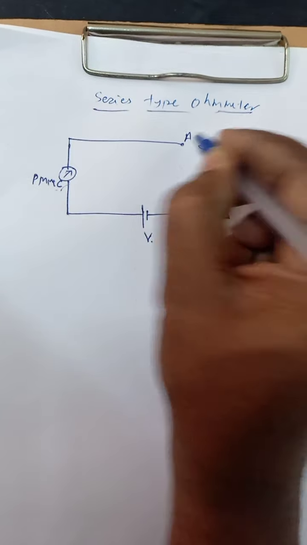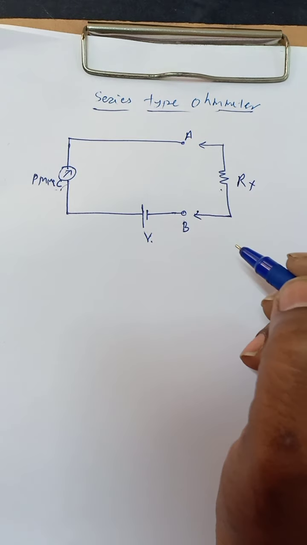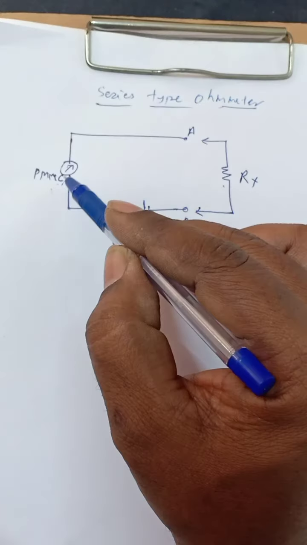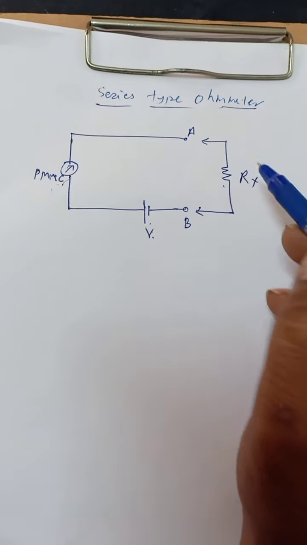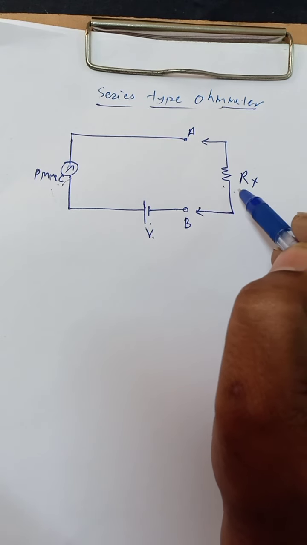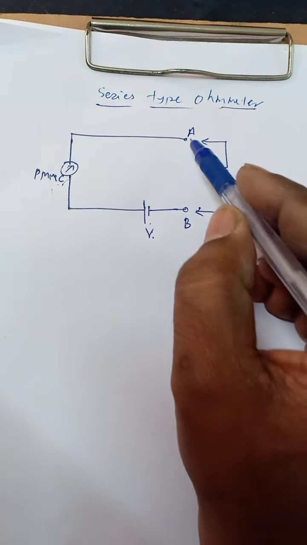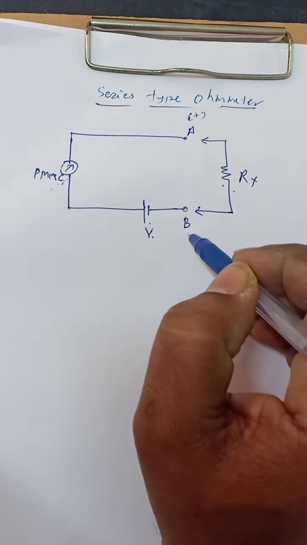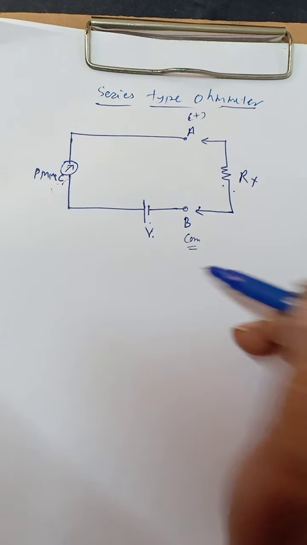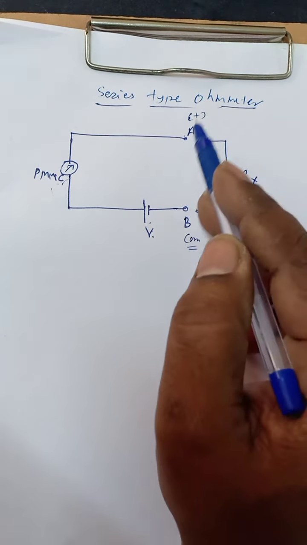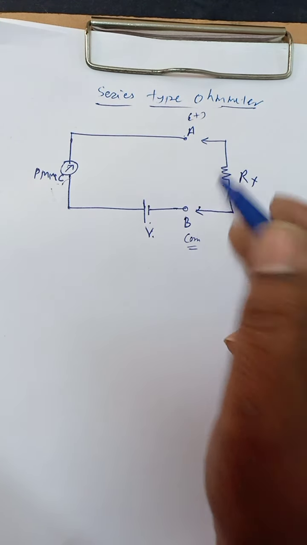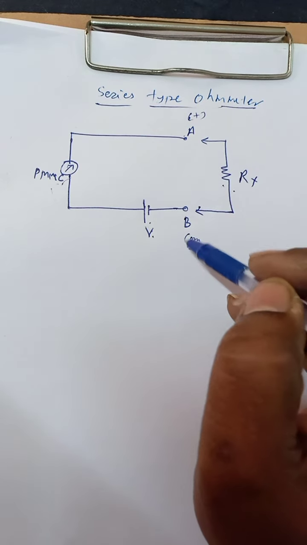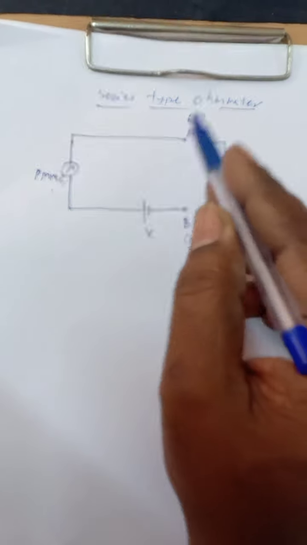So here A and B are the terminals of this ohm meter. Simply one voltage source and one PMMC forms an ohm meter, and this is an unknown resistor that we are going to measure. A is positive, so we name this as positive, and this is the common terminal. In an ohm meter we don't bother about positive and negative terminal, but you have to know this is the common and this is the positive terminal.